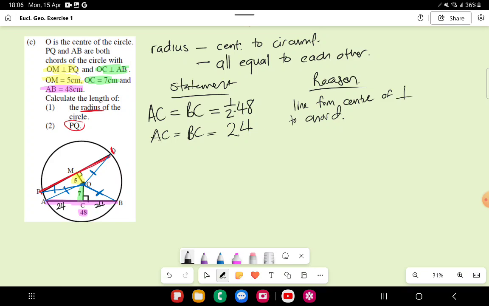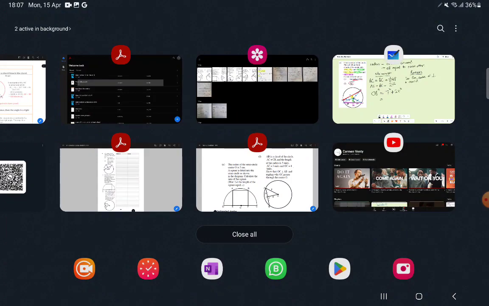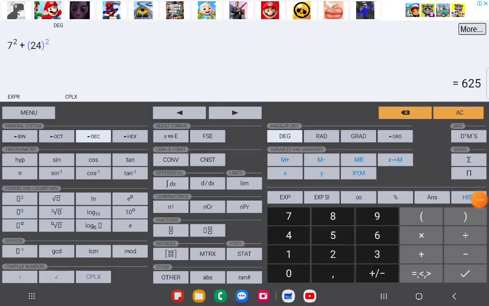So now I've got my first step towards Pythagoras. So now I can say that OB, which is my hypotenuse, squared is equal to 7 squared plus 24 squared. And then I put that into my calculator. So I'm just going to open up the calculator now. So 7 squared plus 24 squared equals 625. And the square root, okay, let's clear that. Square root of 625 is plus minus 25.